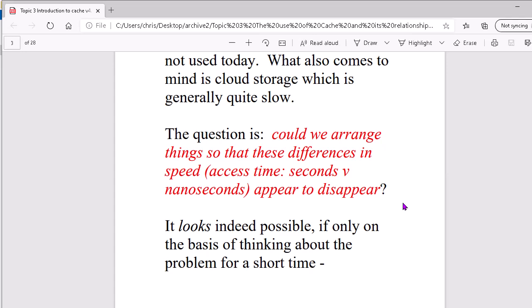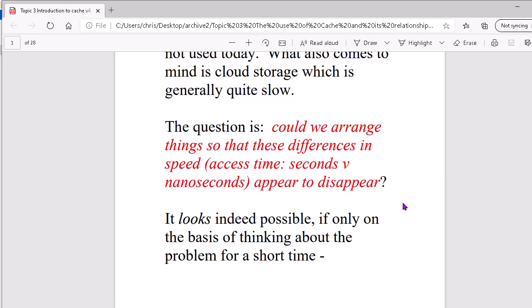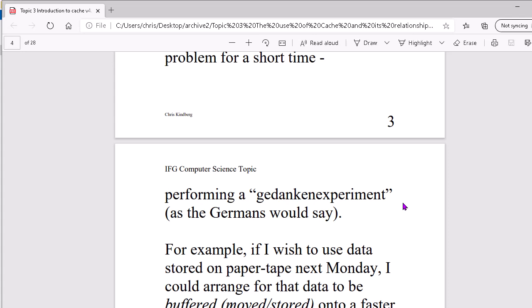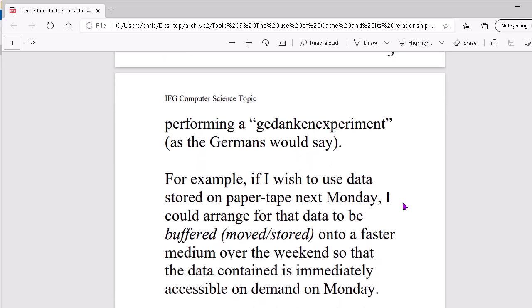The reality is that these access speeds, these access times, aren't going to disappear, but we can organise systems in such a way that they appear to disappear. In other words, we can use any memory that we want to without any kind of penalty. Well, it looks possible, if only on the basis of thinking about the problem for a short time. We can perform a Gedanken experiment, as the Germans would say, a thought experiment.